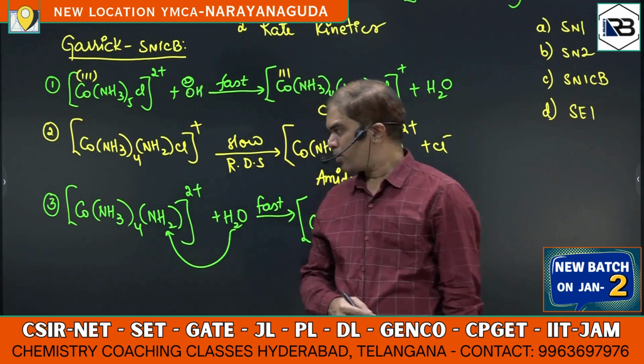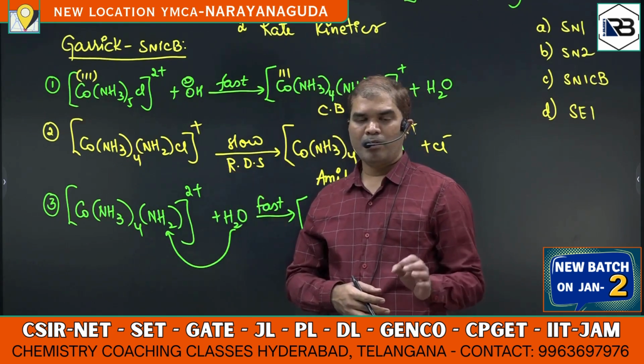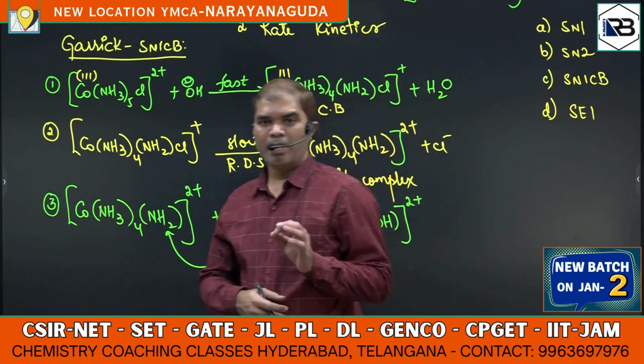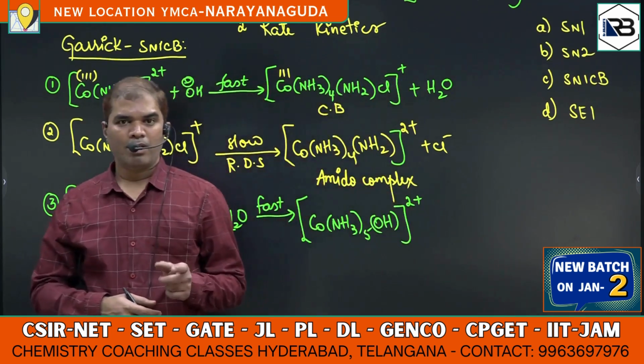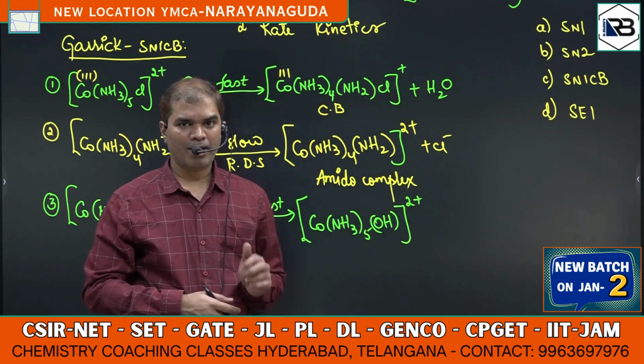And there was plenty of evidence to support this SN1CB mechanism. At least 3 to 4 good evidences can be seen, but coming to the question point of view, the mechanistic pathway for the base hydrolysis of pentaamminechlorocobalt is occurring through the SN1CB mechanism.